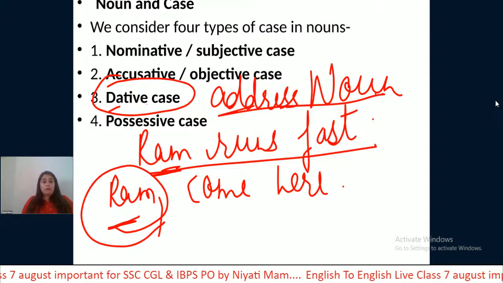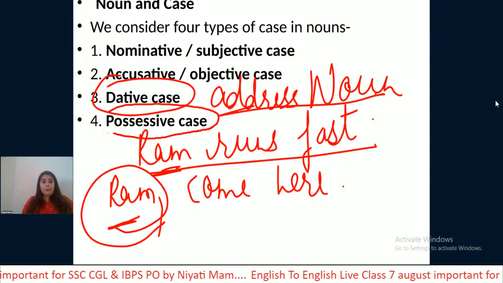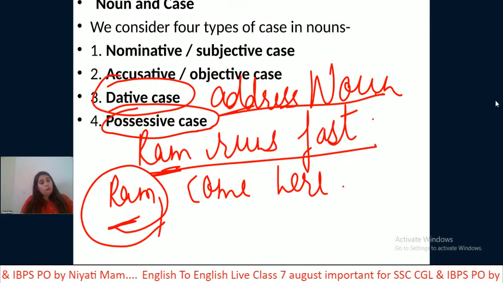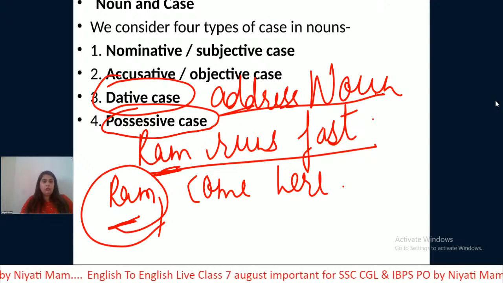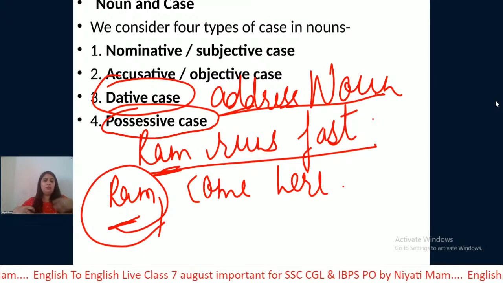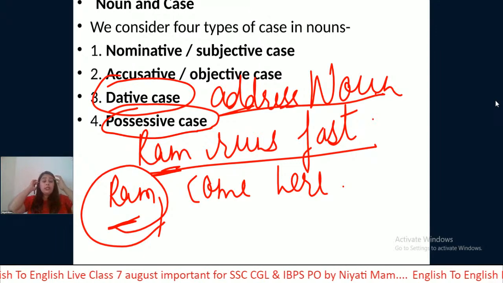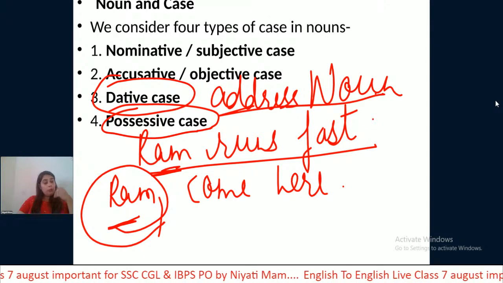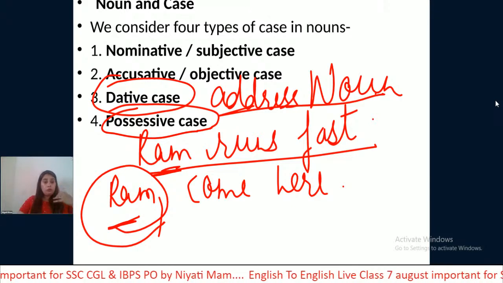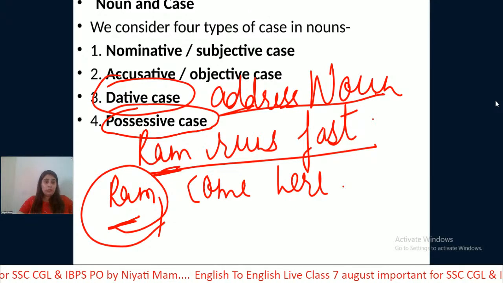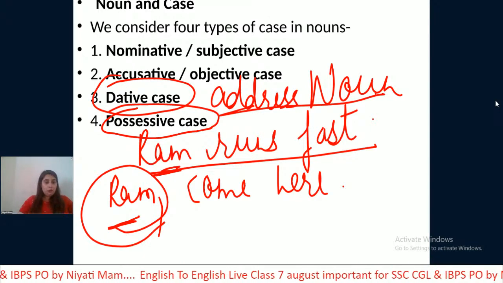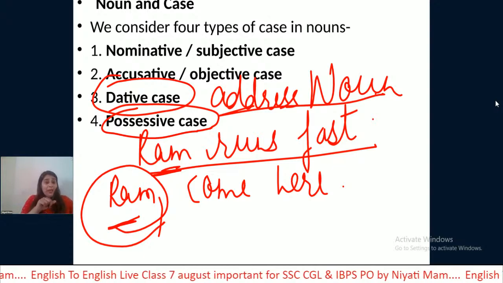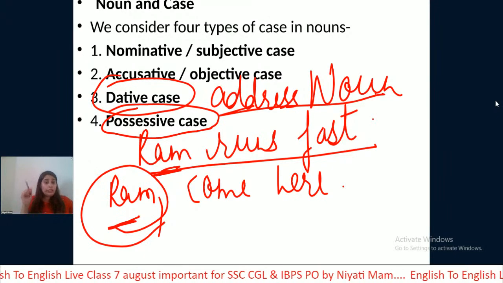Now, fourth comes the possessive. What do you people mean by possession? You have also learnt about this in our subject verb agreement session. Anything that belongs to me, that is mine, is my possession. For example, this remote, it's mine. So the remote is my possession. This pen is mine. It's my possession, right?